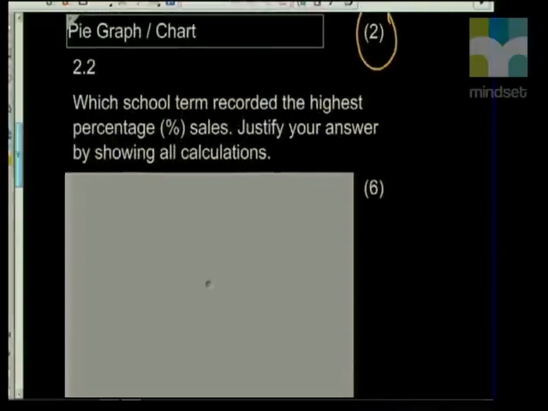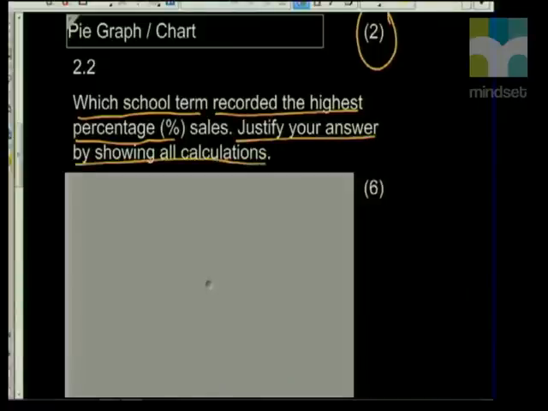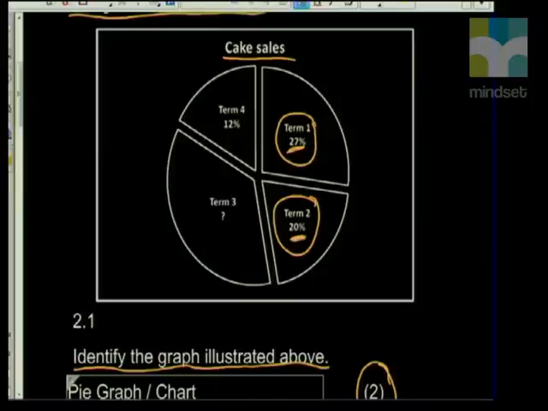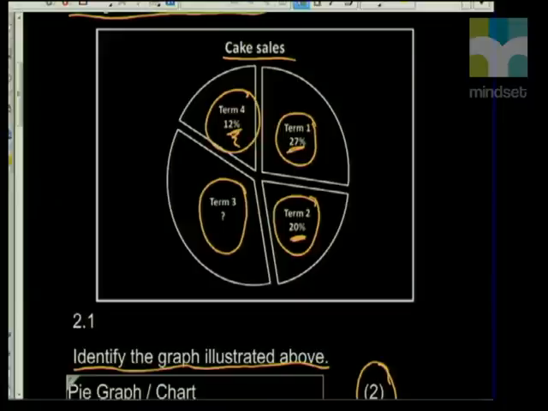Let's have a look at the second question. It asks us, which school term recorded the highest percentage of sales? And then justify your answer by showing all your calculations. So let's go look at what they're showing us. In term 1, the cake sales were 27%. In term 2, cake sales went slightly down to 20%. And term 3, we don't know. In term 4, it dropped all the way down to 12%.